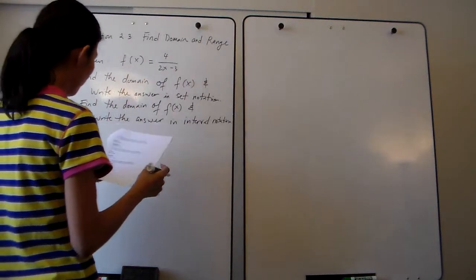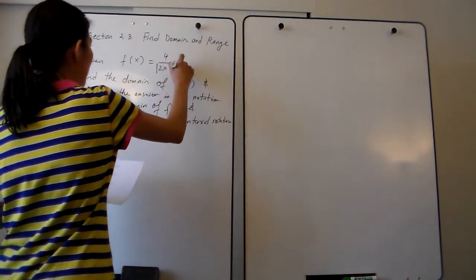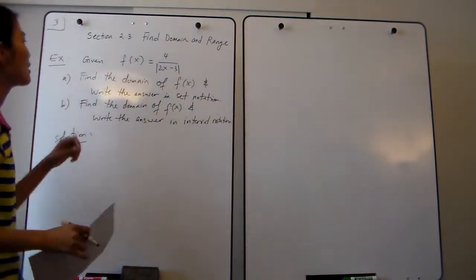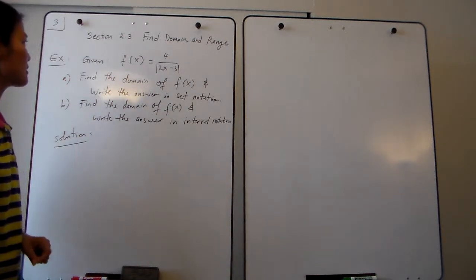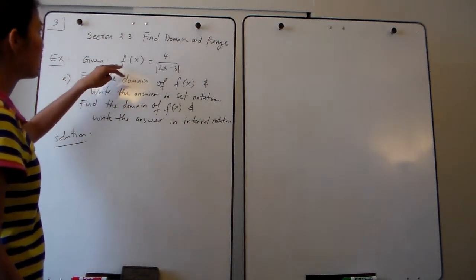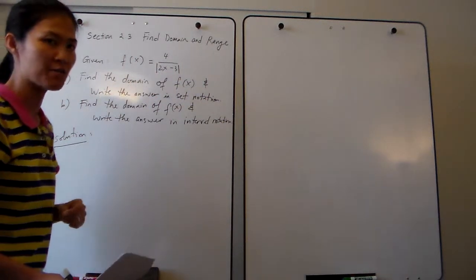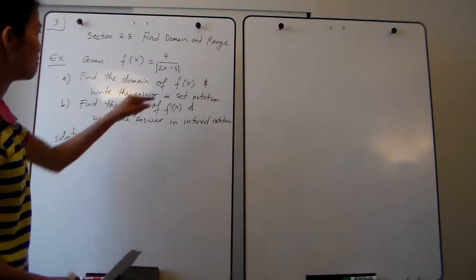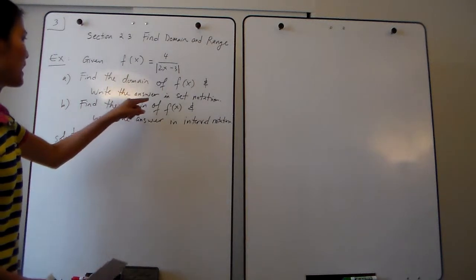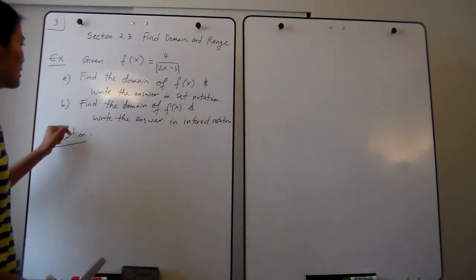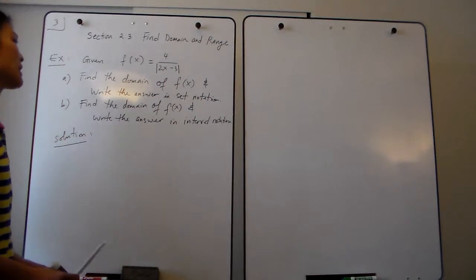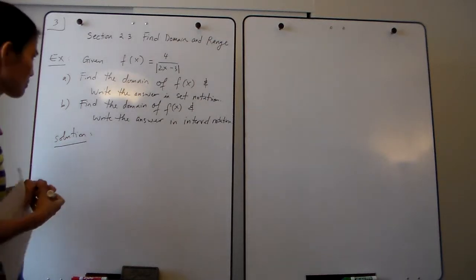For this example, it had the absolute value right here. Okay, so same question, different function. Given f of x equals 4 divided by the absolute value of 2x minus 3, find the domain of f of x. Write the answer in set notation. Find the domain of f of x and write the answer in interval notation.